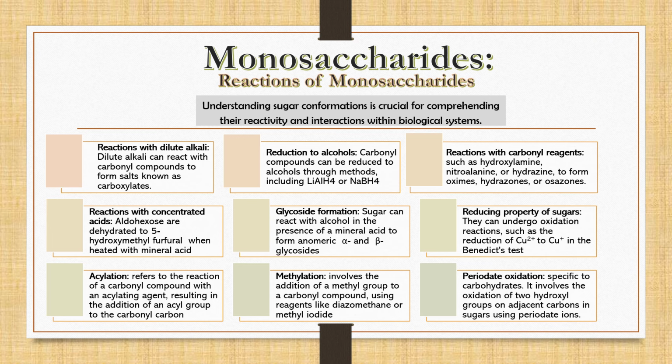Periodate oxidation is a reaction specific to carbohydrates. It involves the oxidation of vicinal diols, that is, two hydroxyl groups on adjacent carbons, in sugars using periodate ions. This reaction can be used to cleave glycosidic bonds and analyze carbohydrate structure.